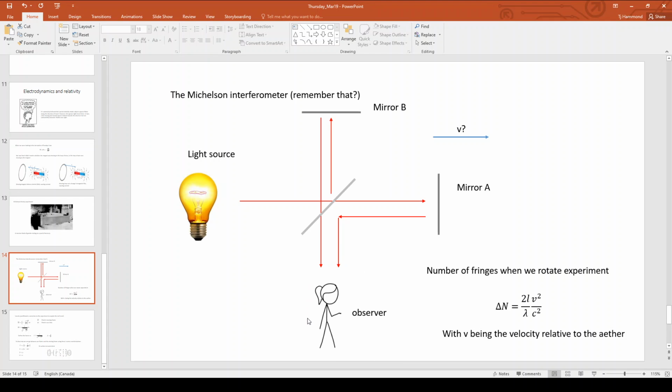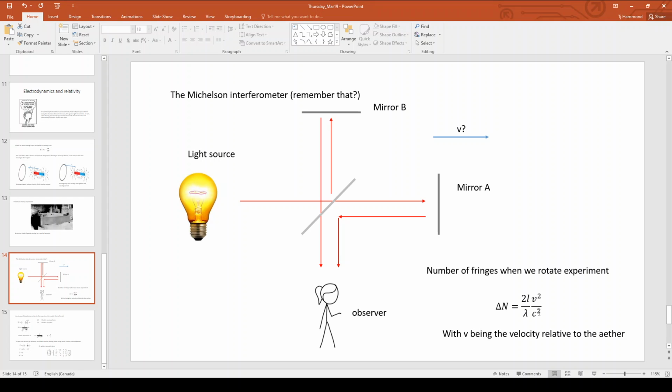And it turned out that if you rotate the experiment very carefully, the number of fringes you could see is going to be 2 times the length of this interferometer divided by the wavelength, times v squared over c squared, where c is the velocity of the light.